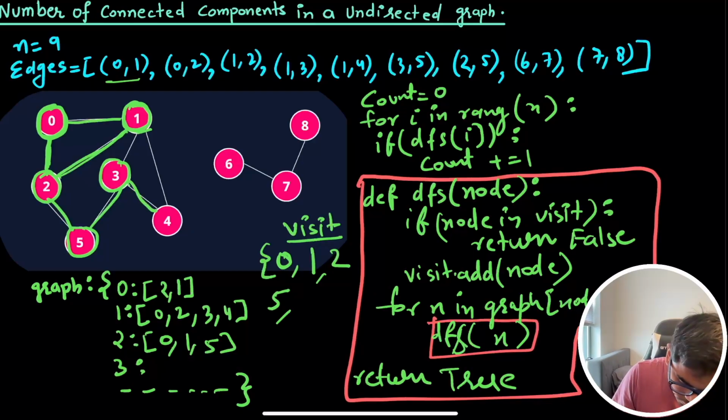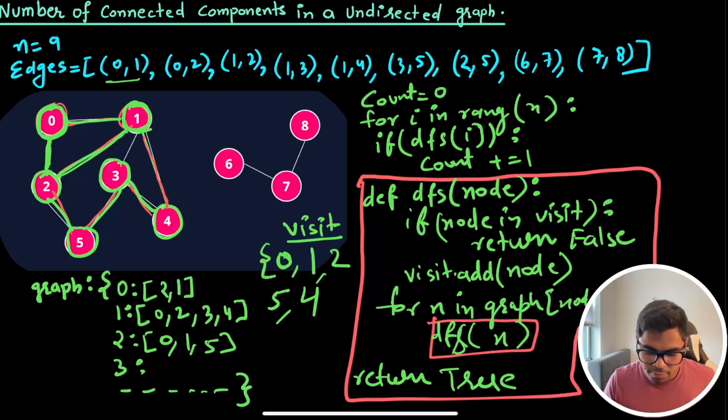3 will call on 4. 4 is not visited, will add it to my visit set, and then 4 will try to call its neighbors. So it's going to try to call 1. 1 is already visited, so we are done. We'll trace back 4, 5, 2, 1. And 1 will go back to 0, and then we'll be returning true. Once you return true, you will increment your count, and then in this for loop, we'll try to call it on 1, 2, 3, 4, 5, but we know it's going to return false because they are already visited, so we'll not increment this count anymore.